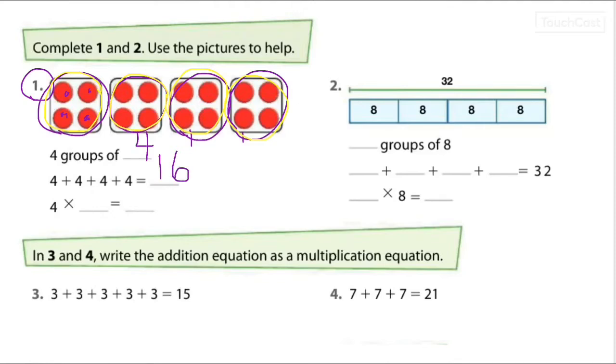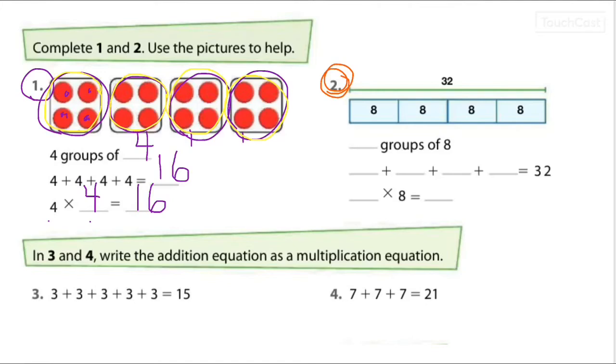How could I write that as a multiplication sentence? Well, I have 4 groups of how many in each group? 4. So our factors are 4 times 4, which equals, as we already figured out, 16. So that's one way to solve the problem. The second one, we're going to use orange for this one, number 2, shows it in a part whole diagram.